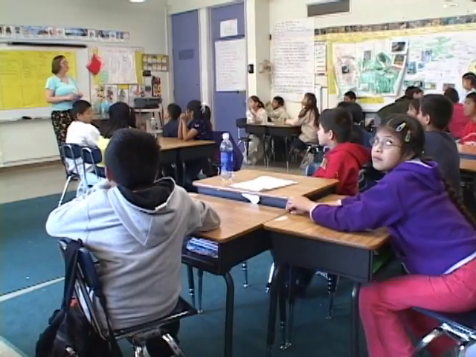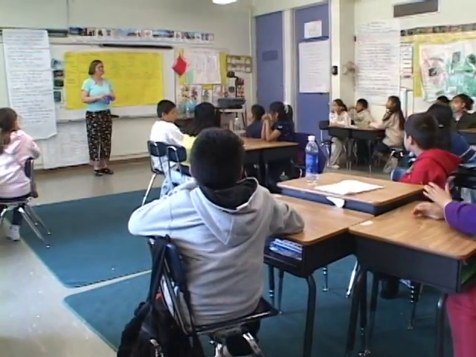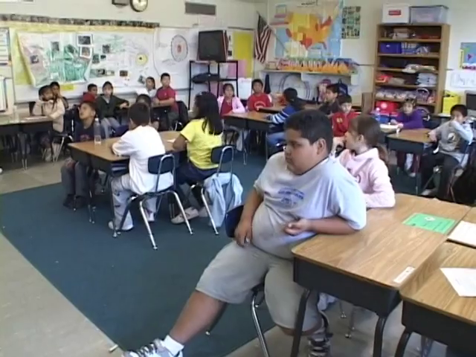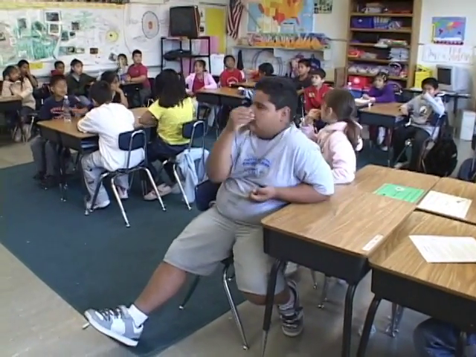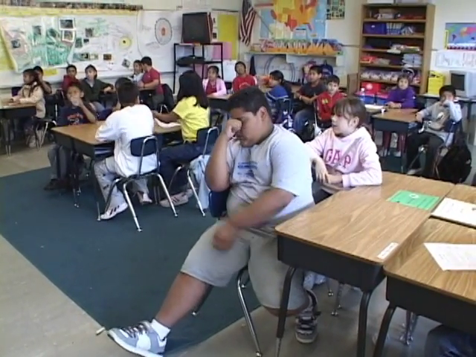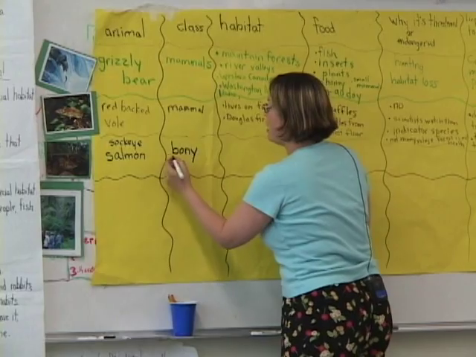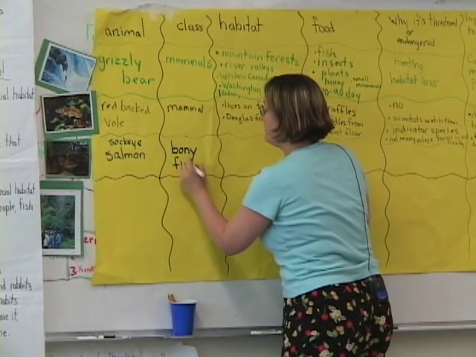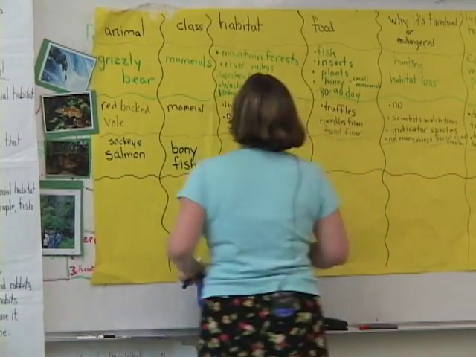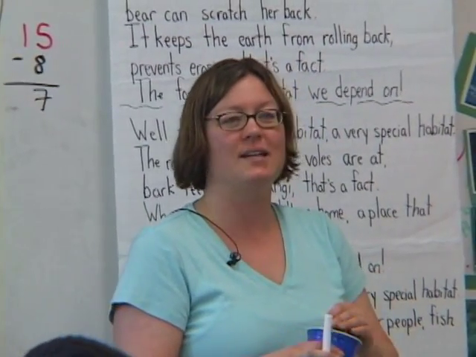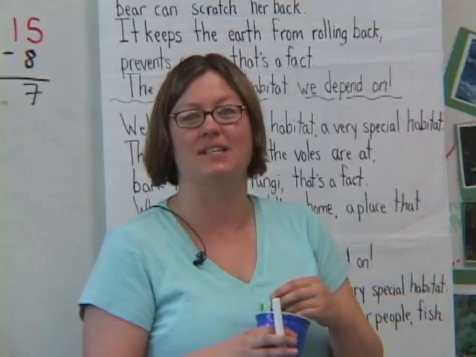Okay. 1, 2, 3, eyes on me. Red, number 3. Bony fish. It's a bony fish. Yeah, there's some fish that don't have what we consider bones. They might have cartilage like sharks. They are bony fish. Okay, the next question for your group is, what is the habitat of the sockeye salmon?